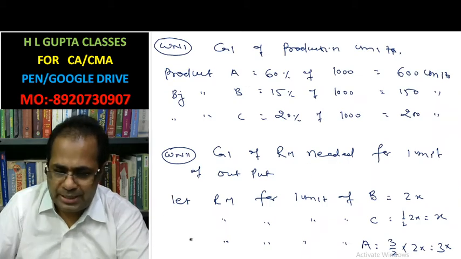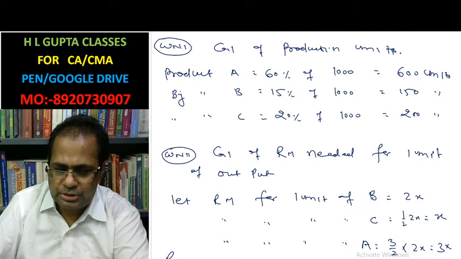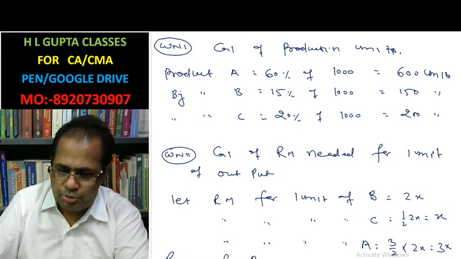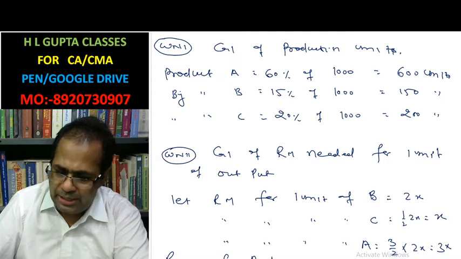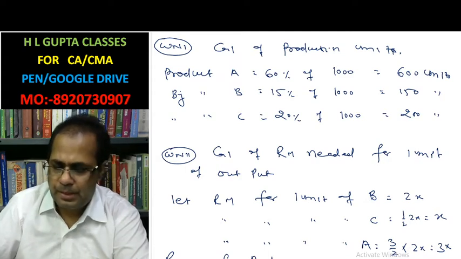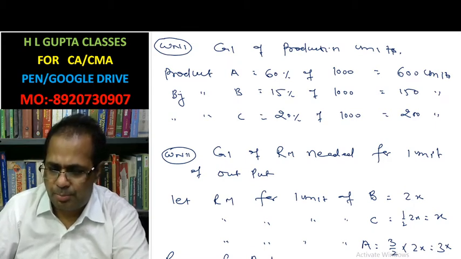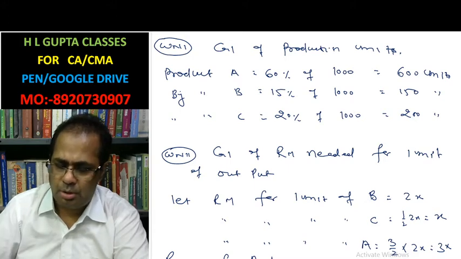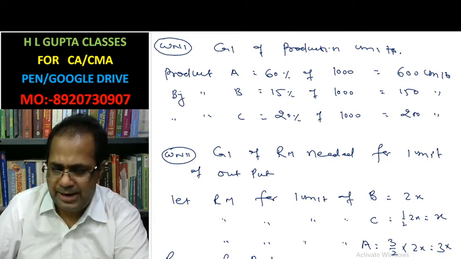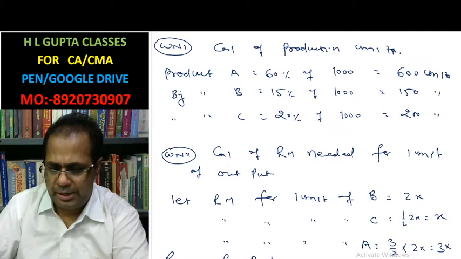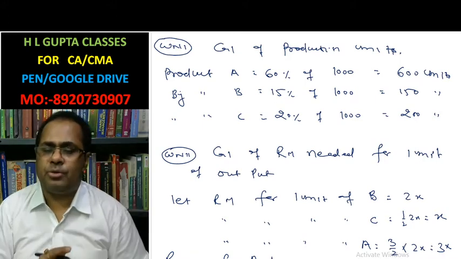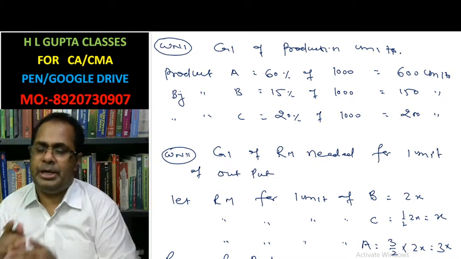Then the ratio for producing 1 unit of output will be 3x is to 2x is to x for A, B and C, that equals 3 is to 2 is to 1. Now you can calculate material for A, B and C.